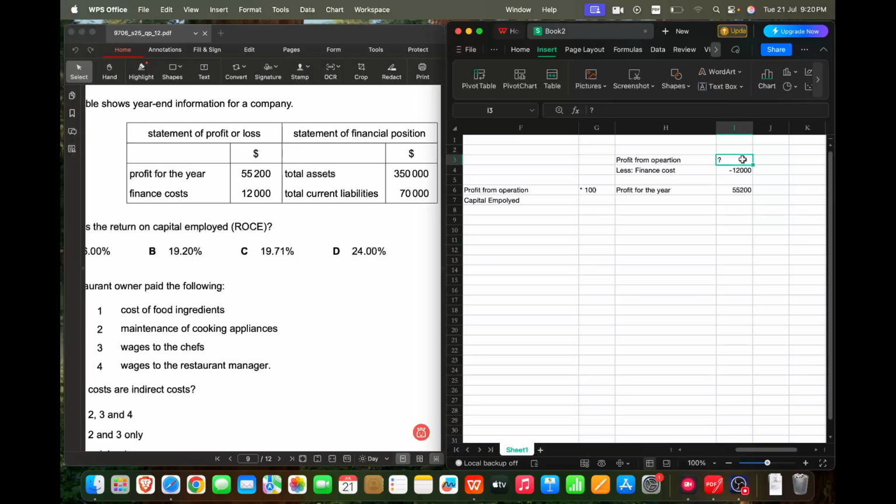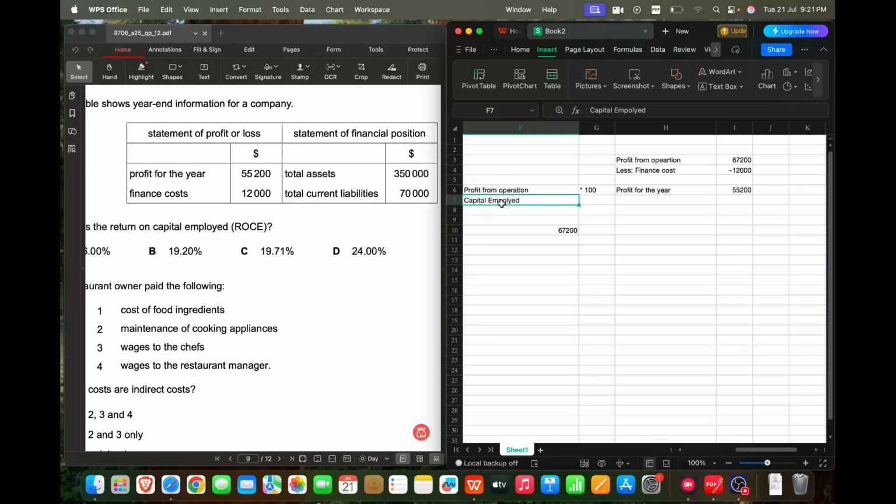So the question is, what is this amount? Simply add them together: 55,200 plus 12,000. So 67,200 should be our profit from operation, and when we subtract 12,000 as finance cost, we have a profit for the year of 55,200. So the first part of the question is done: this amount is 67,200, profit from operation.